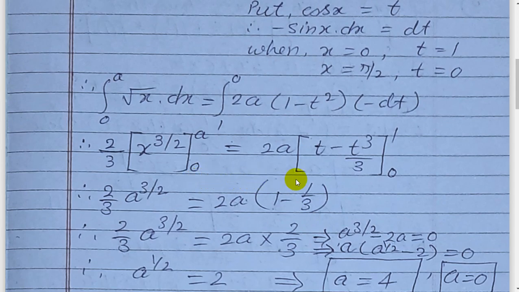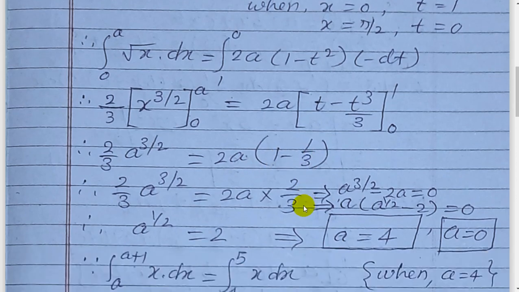So taking limits on both sides, we get 2 by 3 into a raised to 3 by 2 equals 2a into 1 minus 1 upon 3. Now we should simplify this to find the value or values of a. So 2 by 3 into a raised to 3 by 2 as it is equals 2a into 2 by 3. This implies that the 2 by 3 and 2 by 3 cancel. So a raised to 3 by 2 minus 2a equals 0. Taking a common in these two terms, we get a into a raised to half minus 2 equals 0.